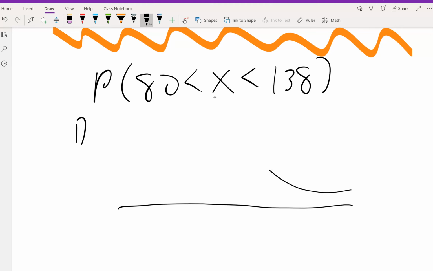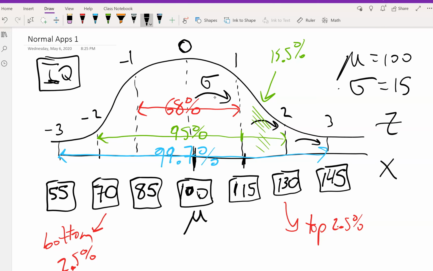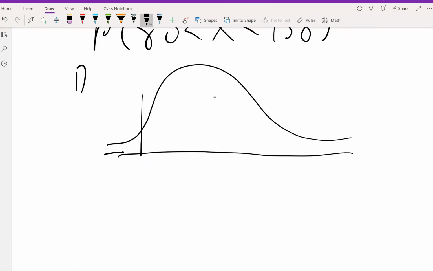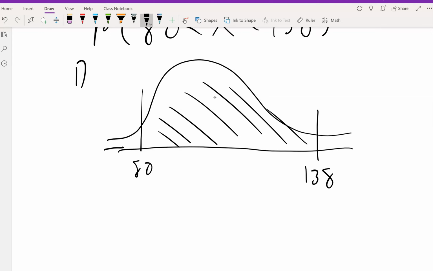Draw a crappy picture. Why do I draw a picture? So that way, in my pause moment, I have an idea of roughly what the area is. 80 and 138. My picture's way up here now. 80 is down here, but 138 is pretty far up the chart. So I know this area is pretty large. Okay, what do I do now?